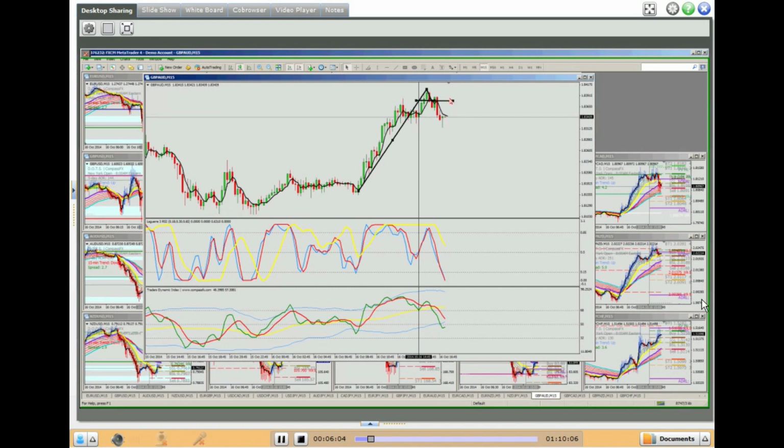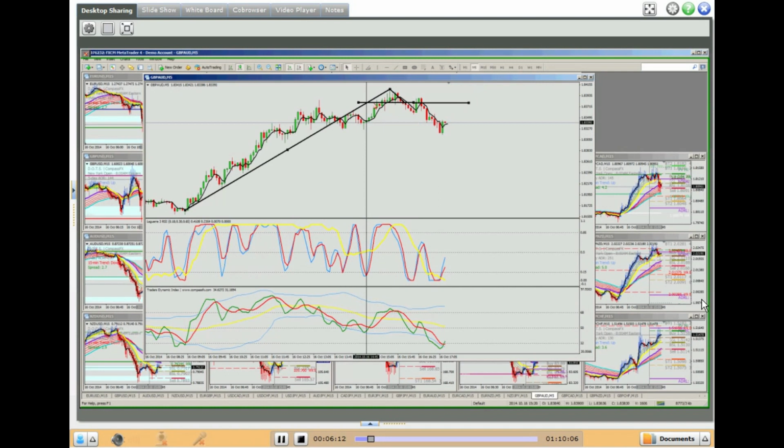Okay, once I draw that second leg right there, I'm going down to my 5-minute chart. Okay, you can see on your 5-minute chart right here, this would be the second leg. This is where I scalp from right here. Okay, you have your red and blue Laguerre crossing down.